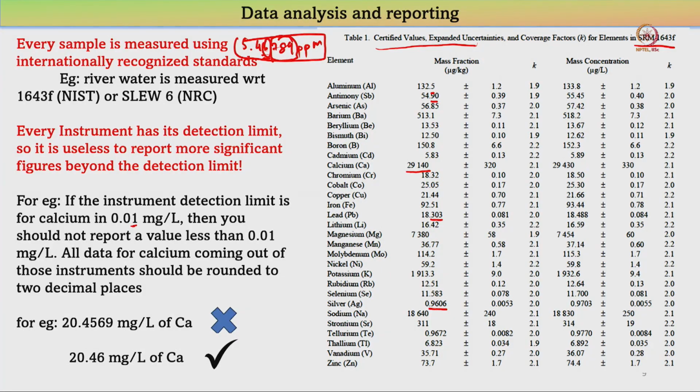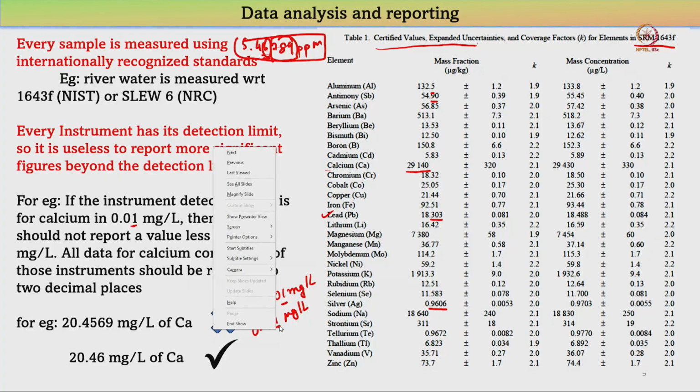So, you should understand that when we are reporting the data, we should report it in a similar manner. When I am writing calcium, I will know what my limit of detection is. If I know that my limit of detection is 0.01 milligram per liter, I will report it only up to the second decimal degree and not beyond that. Same thing, suppose I am measuring lead and I know that my limit of detection is 0.001 microgram per liter, then whenever I am reporting, that should only be limited to the third decimal degree.